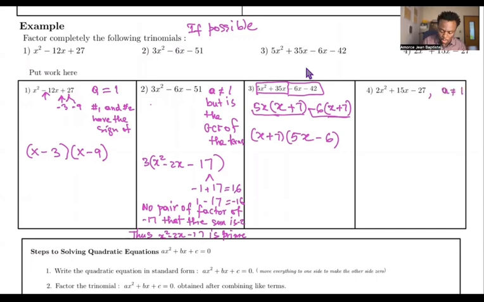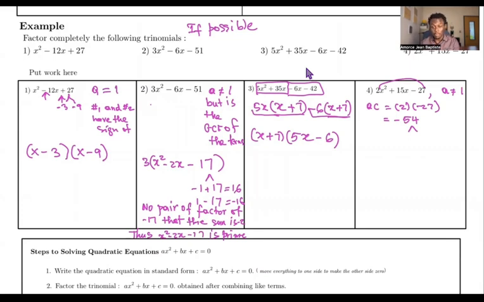So I'm going to want to multiply the a and c. So that's AC equals 2 times negative 27. So AC will be negative 54. Now I need two factors of negative 54. The sum would be 15.